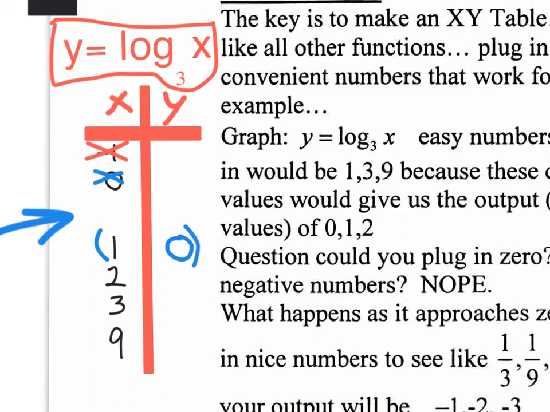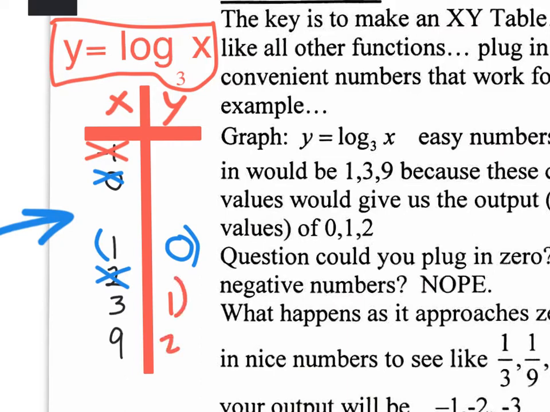If I plugged in a 2 right here, does 3 to a certain power give me 2? Not off the top of my head. It doesn't work, so I'm not going to use 2. Let me try 3. Will 3 work? Does 3 to a certain power give me 3? Yes. And what would that power be? It'd be 1. And then how about 9? Does 3 to a certain power give me 9? Yeah, 3 to the second gives me 9.